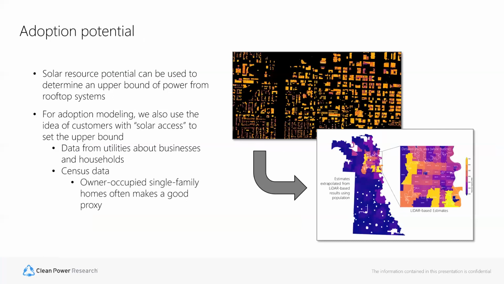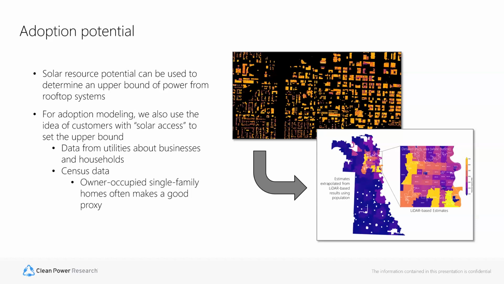All right, so that results in these really pretty maps that are sort of similar to the ones we see from Google Sunroof. And we can aggregate that up to whatever level is useful for the utility, whether that be like zip codes or tracts. And this is a study that we did for OPPD within their service territory. So for adoption modeling, this is really very interesting, and it gives us this very high upper bound of all of the rooftops in a service territory.